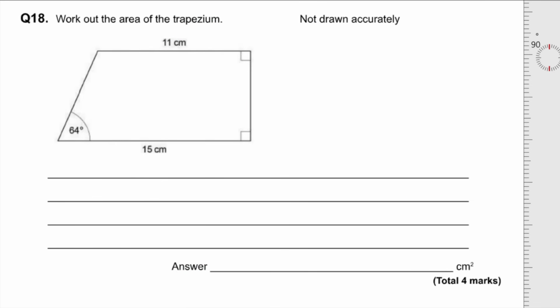Question 18, work out the area of the trapezium. So to work out an area of a trapezium, we need to know, what's the formula? Area is equal to a half A plus B times H. So we know A, it's that one. We know B, it's that one. Do we know H? No, we don't. That's the one we're missing at the moment. That's the height there that we need. So we need to work out the height.